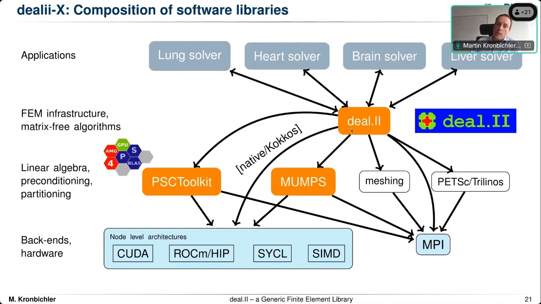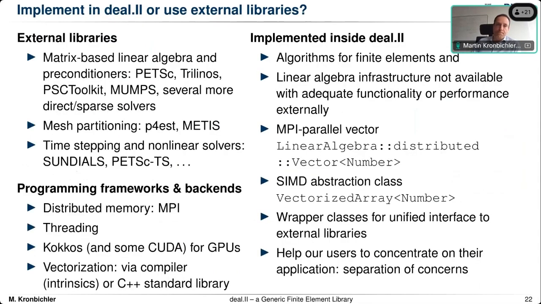We really try to shield the application solver, for example, the brain solver or the lung solver or the heart solver, from the GPU architecture. So we do this sometimes, a few things we do in deal.II, we do quite some things with Kokkos, but there really is this kind of separation also in terms of this functionality.